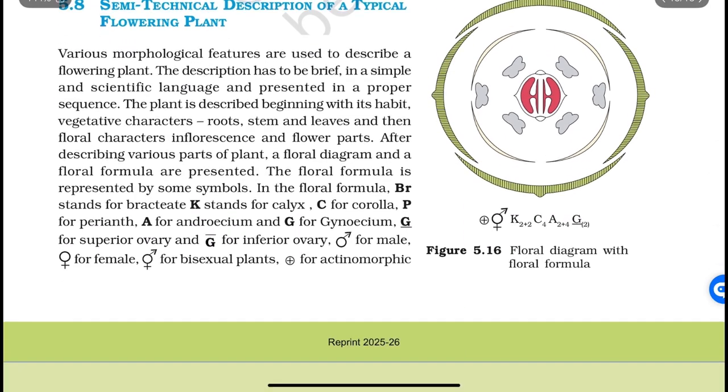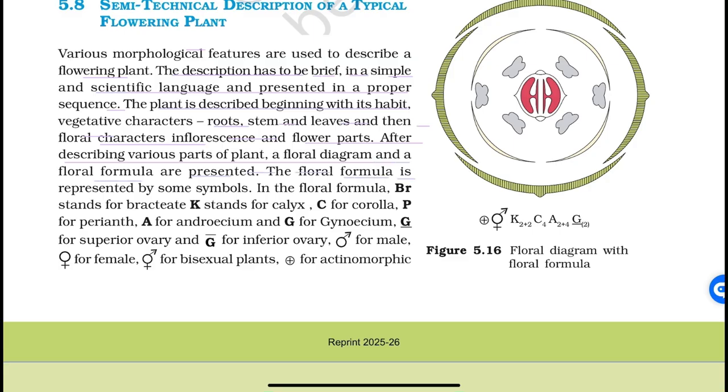Semi-technical description of a typical flowering plant. Various morphological features are used to describe a flowering plant. The description has to be brief, in simple and scientific language, and presented in a proper sequence. The plant is described beginning with its habit, vegetative characters, roots, stem and leaves, and then floral characters, inflorescence and flower parts. After describing various parts of the plant, a floral diagram and a floral formula are presented.